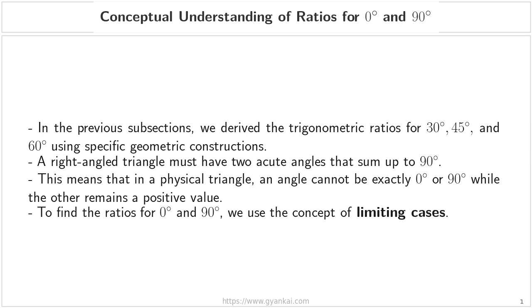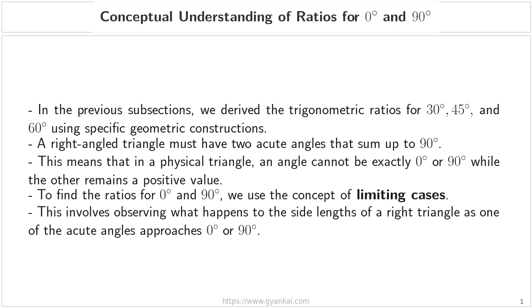To do this, we use a mathematical concept called limiting cases. Instead of trying to draw a triangle that doesn't exist, we are going to observe the behavior of the side lengths of a right triangle as one of those acute angles gets closer and closer, approaching, but not quite reaching, 0 degrees or 90 degrees. By watching what happens to the sides as the angle changes, we can mathematically determine the values for these two special cases.